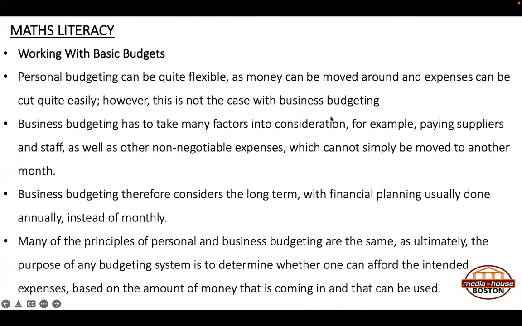Many of the principles of personal and business budgeting are the same, as ultimately the purpose of any budgeting system is to determine whether one can afford the intended expenses based on the amount of money that is coming in and that can be used. In businesses, we also focus a lot on forecasting, which means they have a forecast for the following months, the following year, where they predict the amount of income they are going to get, and they have some kind of targets as well. Questions, comments?